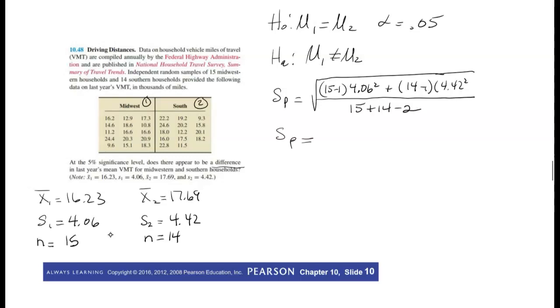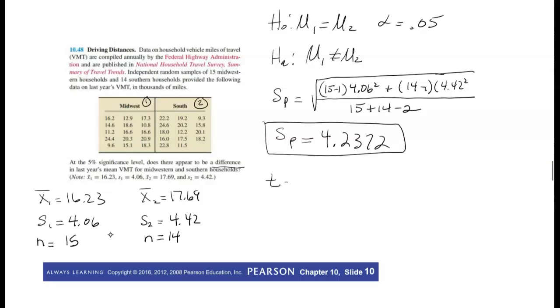You should get, and we're going to take this out quite a few decimal places, 4.2372. The reason I'm taking it out that far is because when you have a number that you're going to use in another formula, it's best to have as many decimal places as you can, and usually taking it out 4 is a very good idea. If not, you have too much rounding error. So that's what I get for my SP.